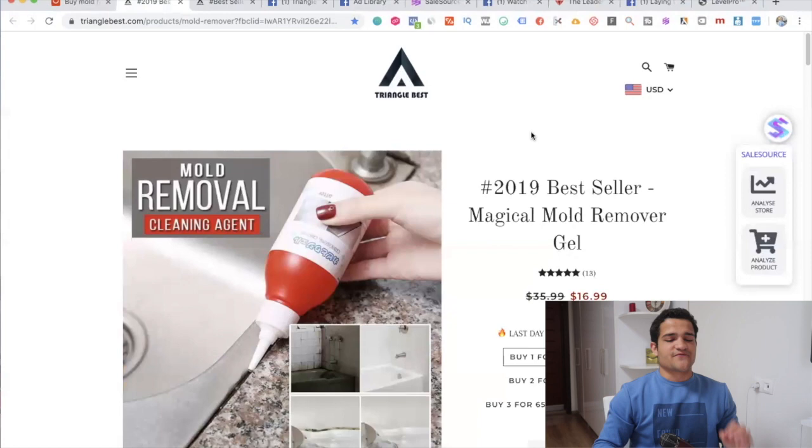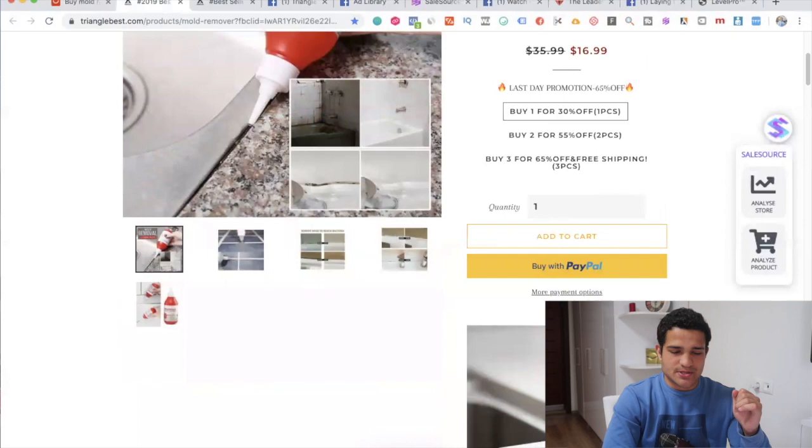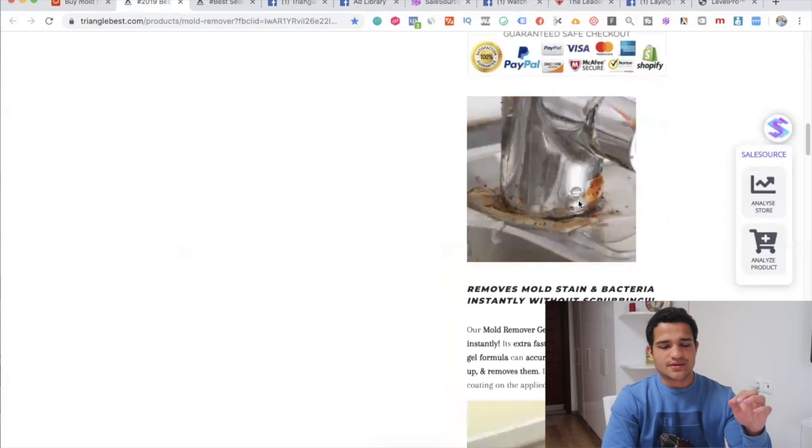This is the first product. It's called a magical mold remover gel. You can see it right here from this particular store. It's a general store called trianglebest.com, and it's this little gel that removes mold from a lot of places.